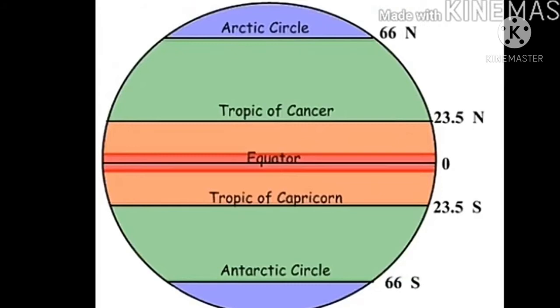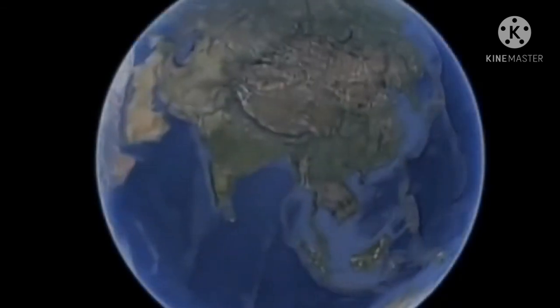So these are the various special lines of latitude. We have the Arctic Circle, 66 degrees north, Tropic of Cancer, 23.5 degrees north, the equator at 0 degrees, Tropic of Capricorn, 23.5 degrees south, then the Antarctic Circle. These are the special lines of latitude. So whenever you're asked to identify what is 3.5 degrees south of the equator, you say it is the Antarctic Circle.